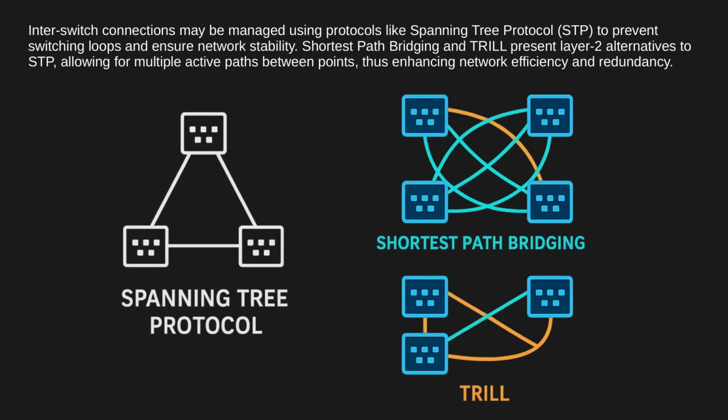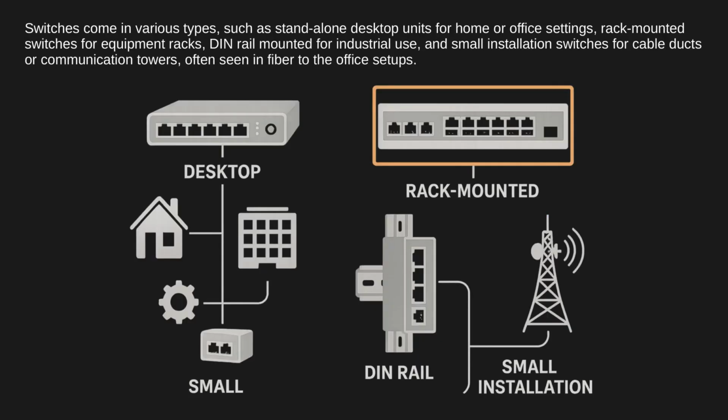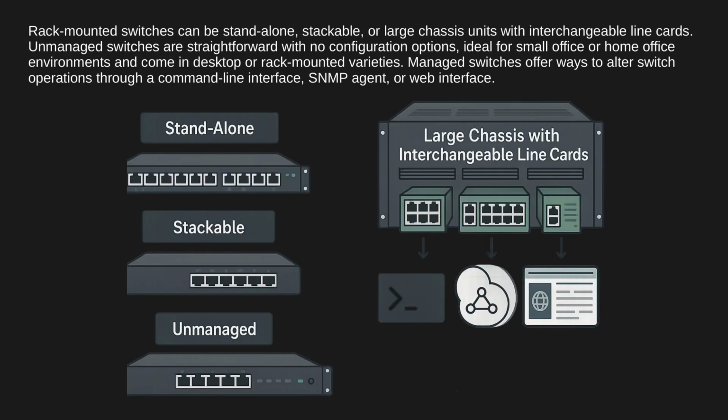Shortest path bridging and TRILL present Layer 2 alternatives to STP, allowing for multiple active paths between points, thus enhancing network efficiency and redundancy. Switches come in various types, such as standalone desktop units for home or office settings, rack-mounted switches for equipment racks, DIN rail mounted for industrial use, and small installation switches for cable ducts or communication towers, often seen in fiber to the office setups. Rack-mounted switches can be standalone, stackable, or large chassis units with interchangeable line cards.